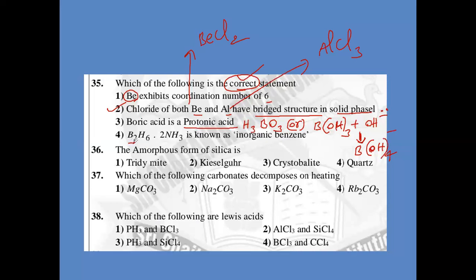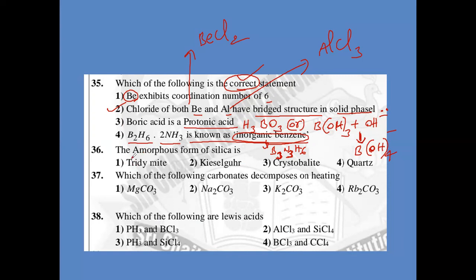And next one, B2H6 with NH3 is known as inorganic benzene. That is wrong. Inorganic benzene has the formula B3N3H6. B3N3H6 is inorganic benzene, but this is not inorganic benzene. So 1, 3, 4 are incorrect, and the second one is correct.